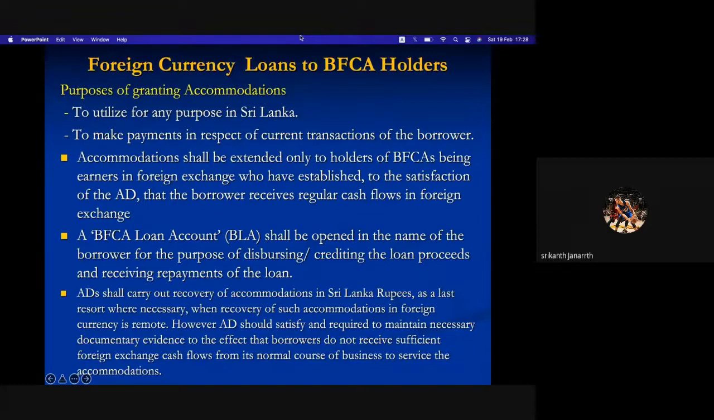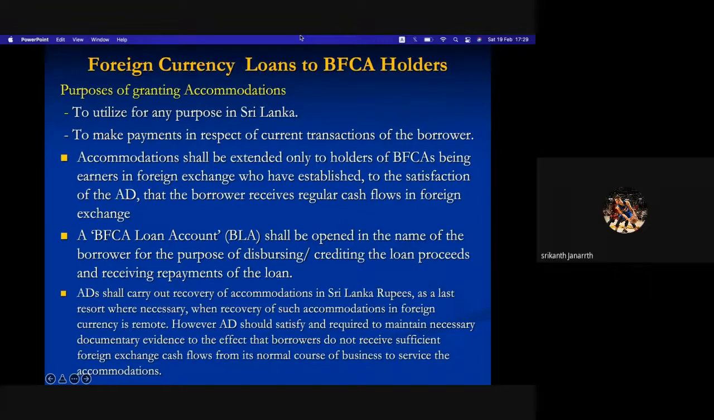So listen to this carefully. Now, additionally, recovery of accommodation in Sri Lanka rupees is a last resort. See, the central bank categorically told you must ensure the loan is recovered in dollars, sorry, in foreign currency, whatever the currency you give. It is not in LKR. It will be a last resort, that means a final option. If there is no other alternative method, then you can recover the loan in rupees rather than foreign currency.